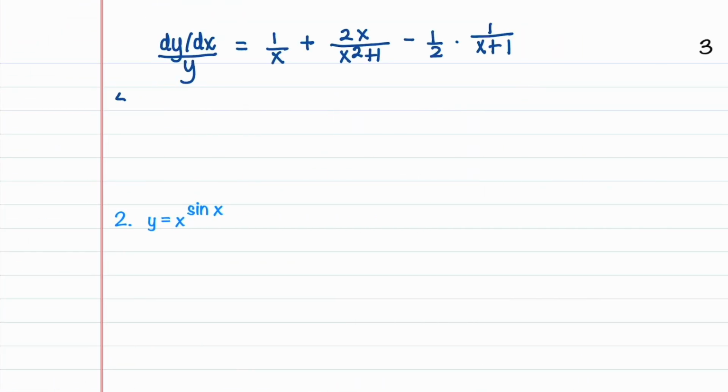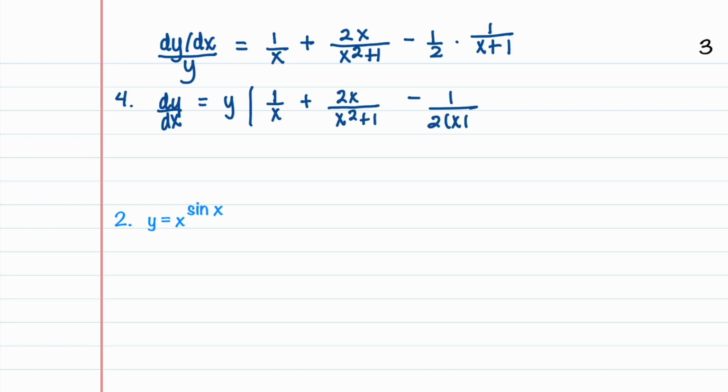Now we're at step 4, where we are going to solve for dy/dx. So we're going to take the y that's sitting in the denominator and take it to the right-hand side. So we have dy/dx is equal to y times (1 over x plus 2x, all divided by x squared plus 1 minus 1 over 2 times (x plus 1)).